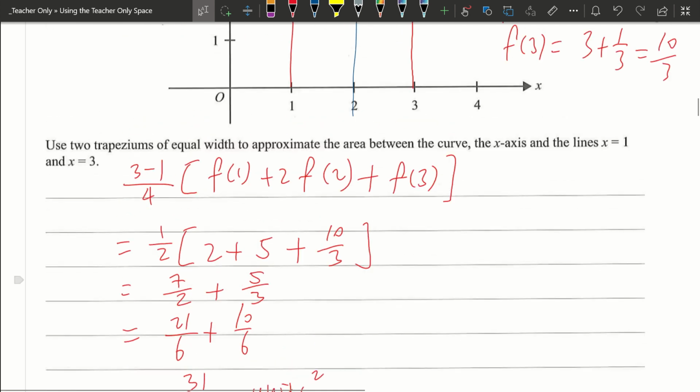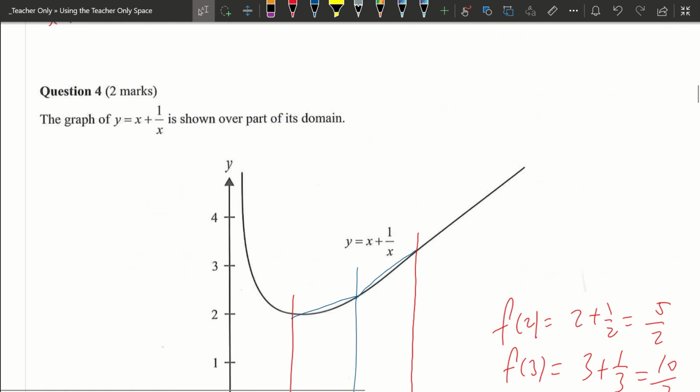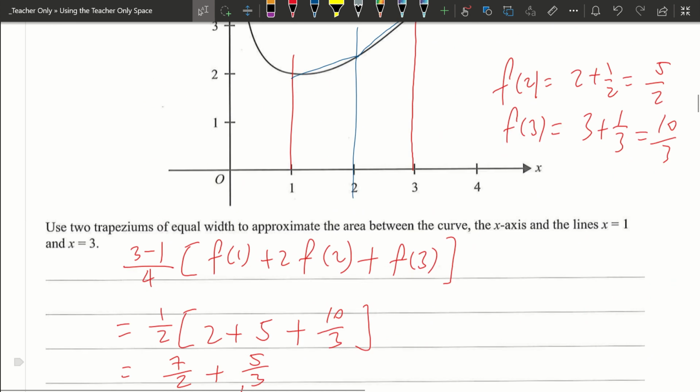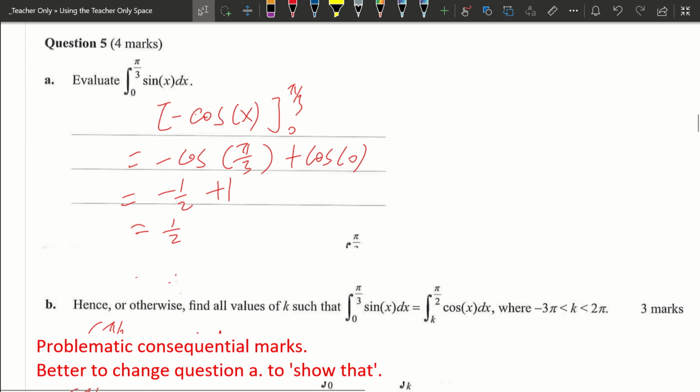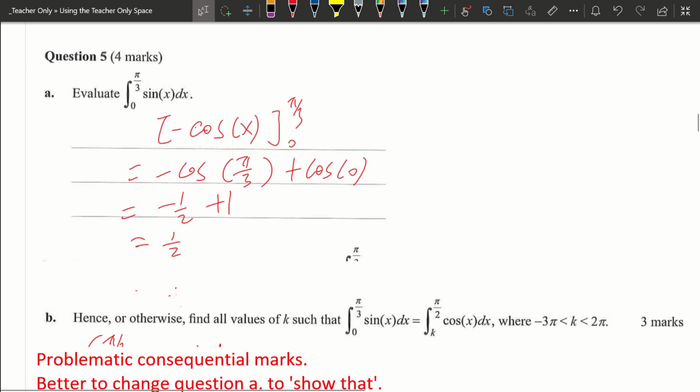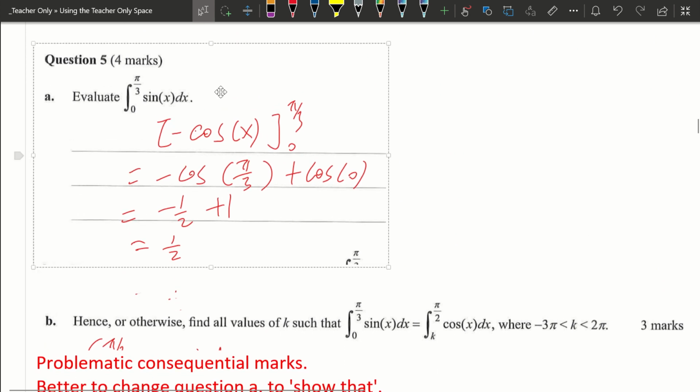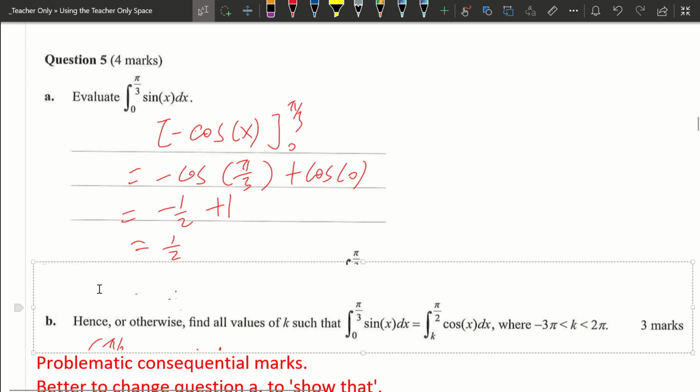So as you can see, it's really a formula question, this one. Question 4, it's really a formula question. There wasn't a real need to draw graphs, but you can if you want. Question 5, it's an integration question. Integrate from 0 to pi over 3, and the function is sine x.